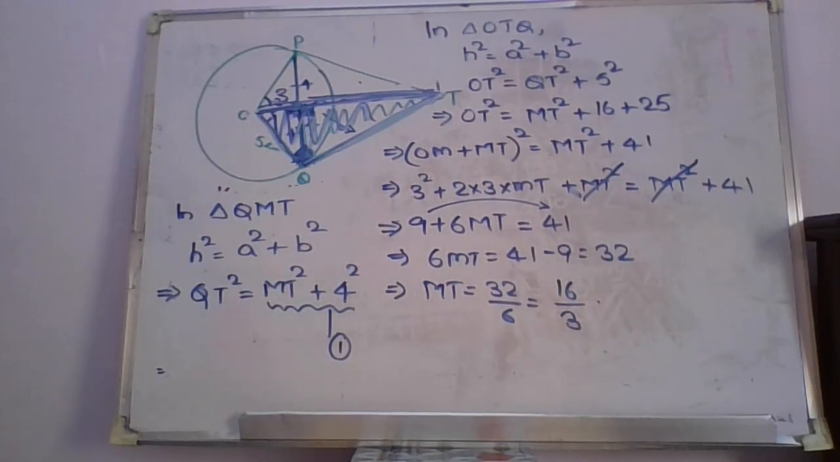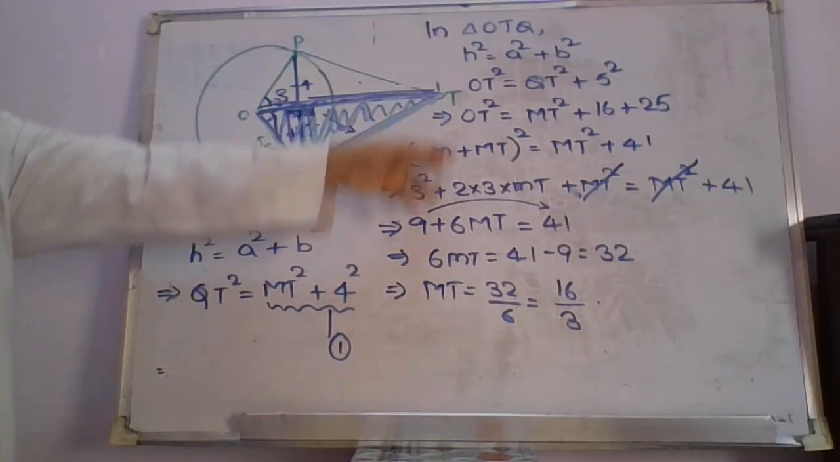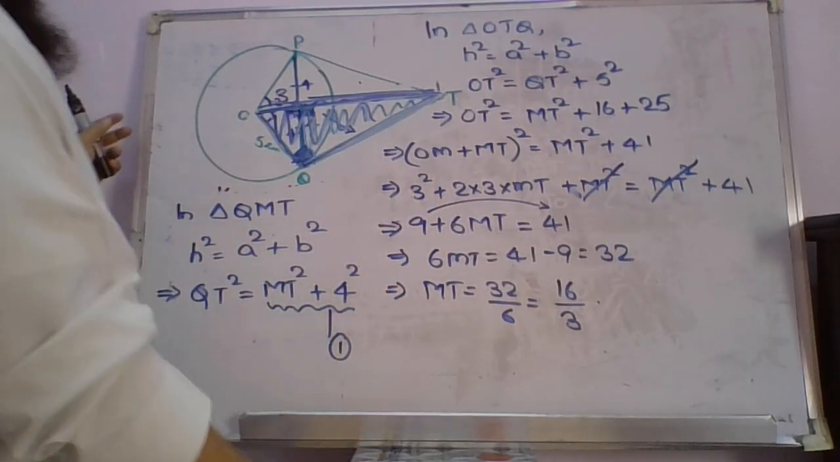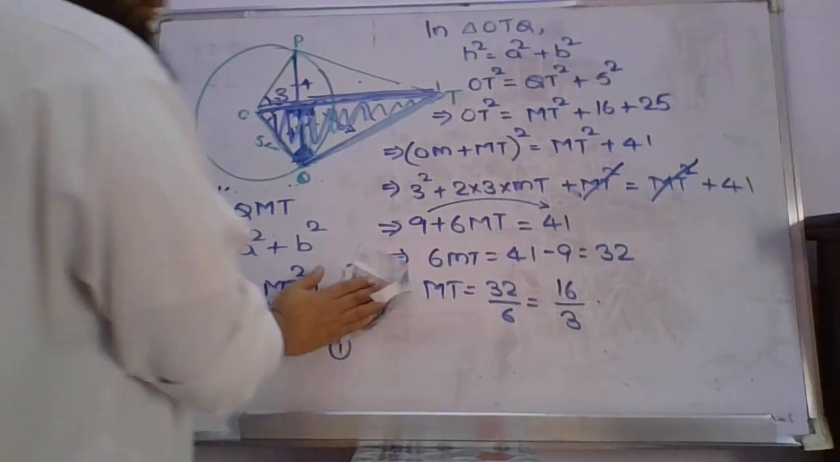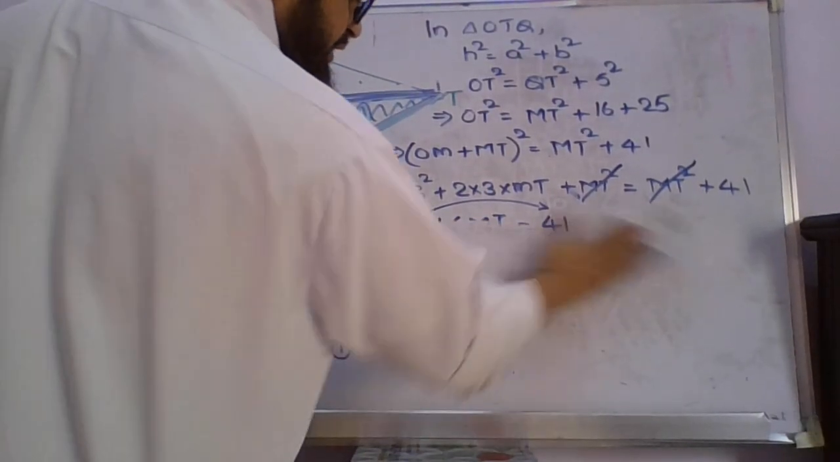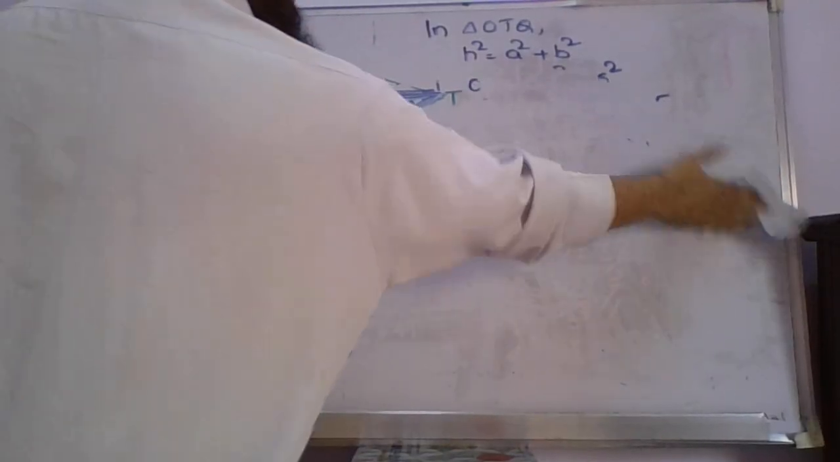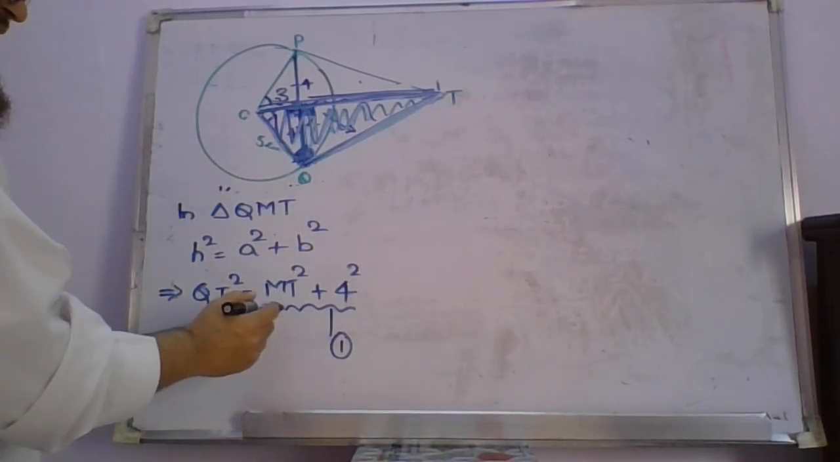So what did I get? MT is equal to 16 divided by 3. Please take a screenshot of this and copy it, because I am going to use it. Now MT is equal to 16 divided by 3, right? This is the last step, the fourth step. What is the fourth step? We got MT is equal to 16 by 3. Substitute.